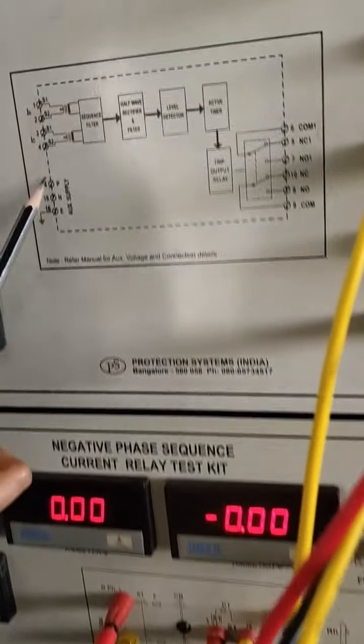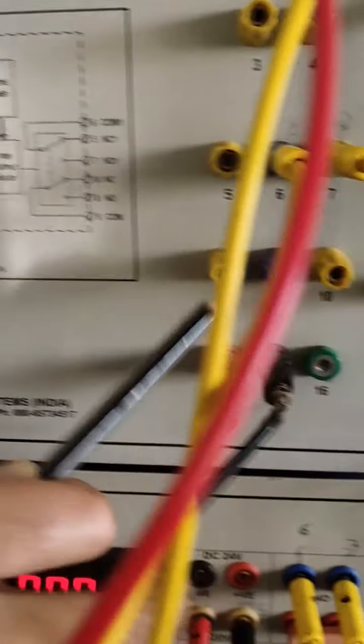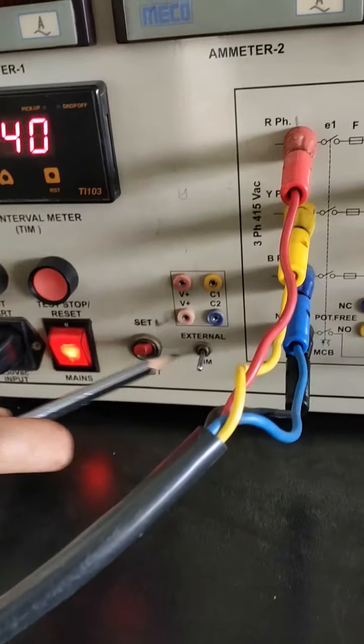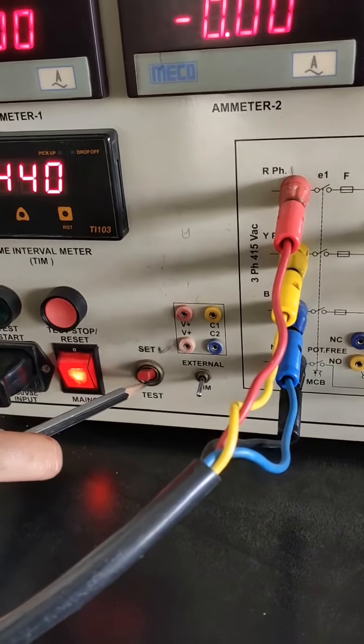And 15 is for the auxiliary voltage supply, and 16 is for ground. Now the time interval meter should be in the time position and this toggle should be in the set mode.